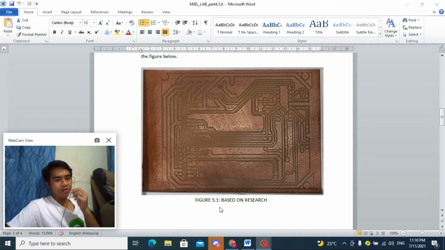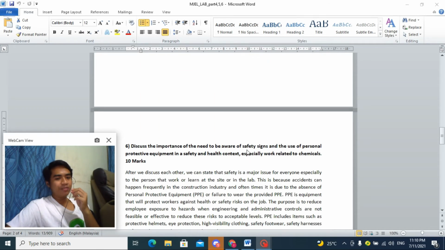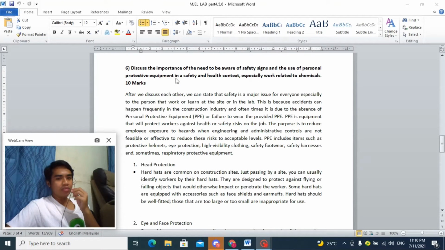Next, for question number 6, the importance of being aware of safety signs and the use of personal protective equipment, which is PPE, in terms of safety and health, especially with chemicals. After we discussed with each other, we can say safety is a major issue for everyone, especially for the person that works and learns at the site or in the lab. This is because accidents can happen frequently in the construction industry, and oftentimes it's due to the absence of personal protective equipment (PPE) or failure to wear the provided PPE.